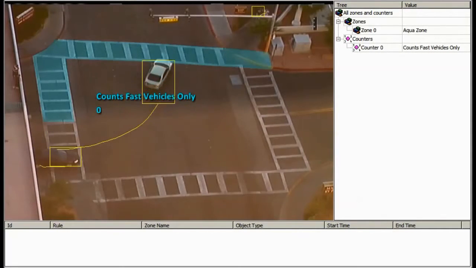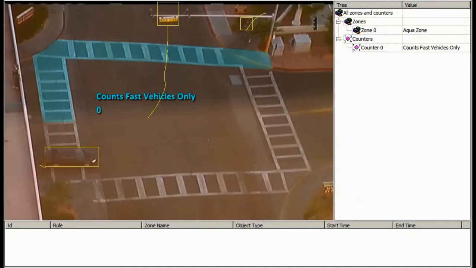Several vehicles enter the zone, even some people. But not until a car passes through the zone over 40 miles per hour is it counted.